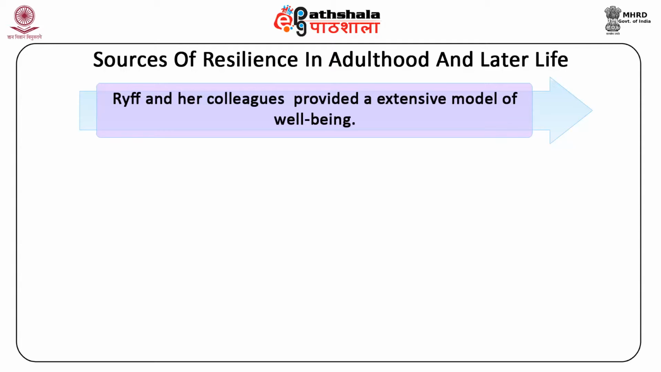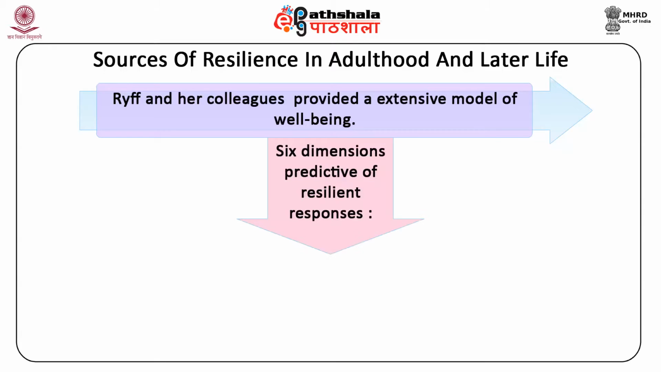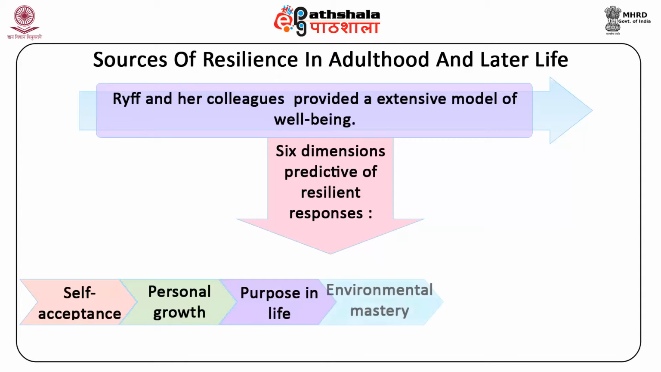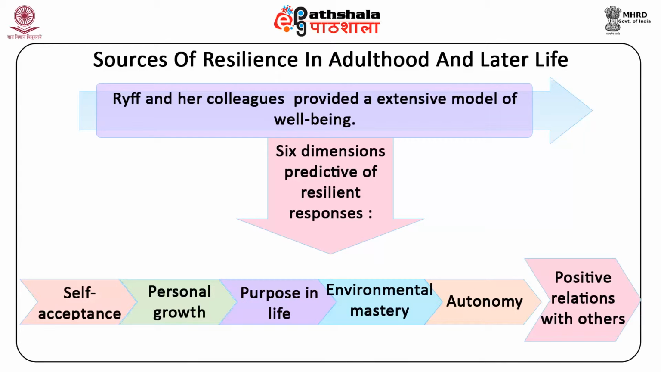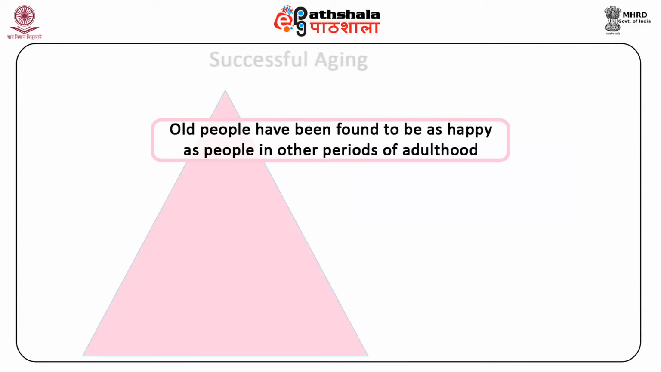Research has shown that the following six dimensions are predictive of resilient responses in the face of adversity: self acceptance, personal growth, purpose in life, environmental mastery, autonomy, positive relations with others. Old people have been found to be as happy as people in other periods of adulthood.